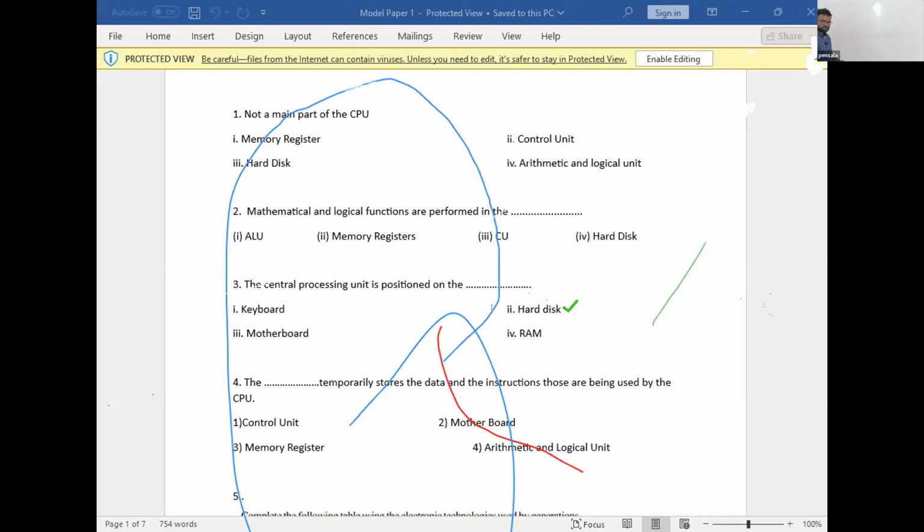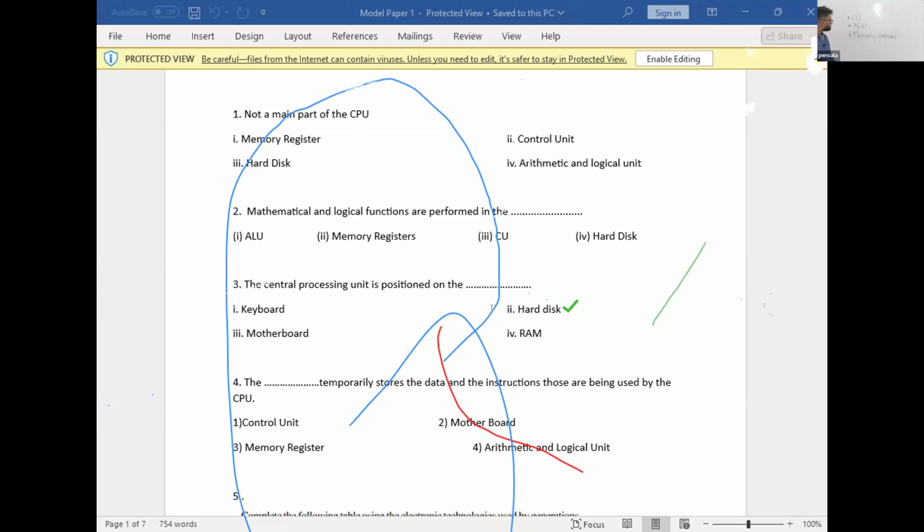So we discussed the CPU. It had the control unit and the ALU and the memory register. CU means control unit. It controls the hardware parts and the other things. The ALU does the arithmetic and logical functions. Some of the students have given the correct answer, right?